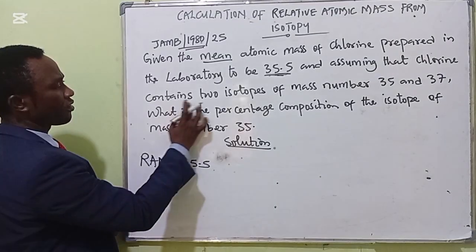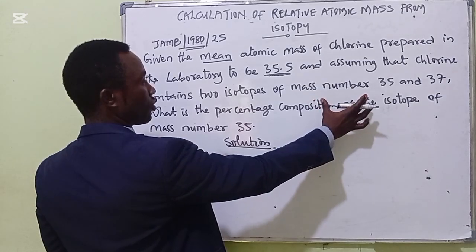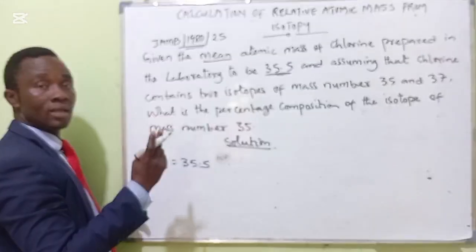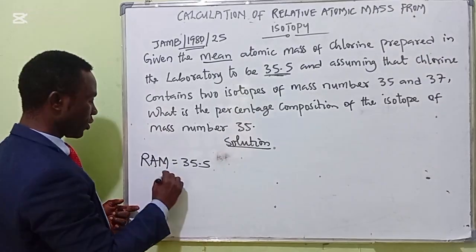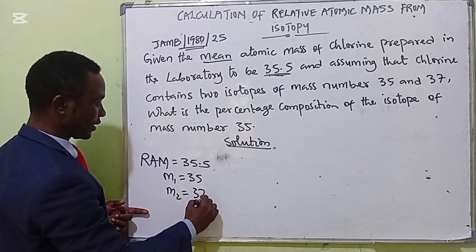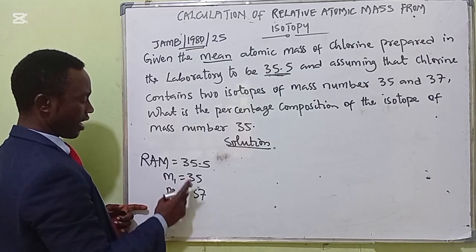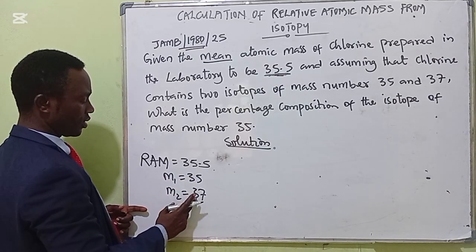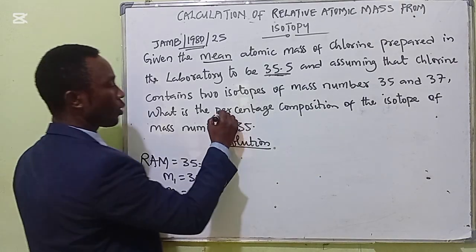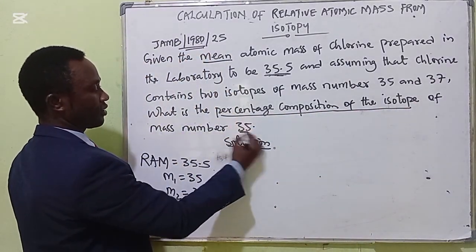And assuming that chlorine contains two isotopes of masses 35 and 37, which means we are given the two masses of the isotopes. Mass 1 is 35, while mass 2 is 37. They are now saying we should find the percentage composition of the isotope of mass number 35.